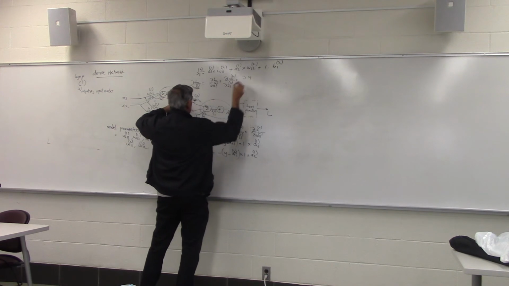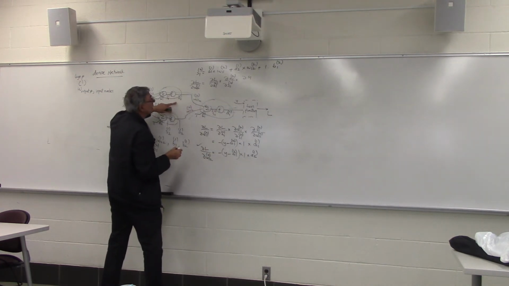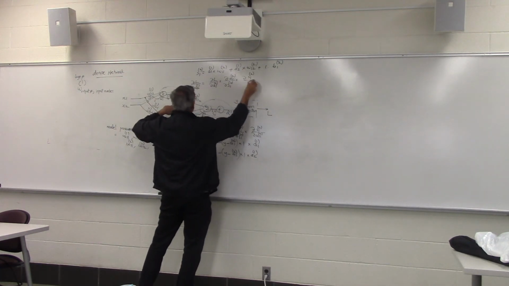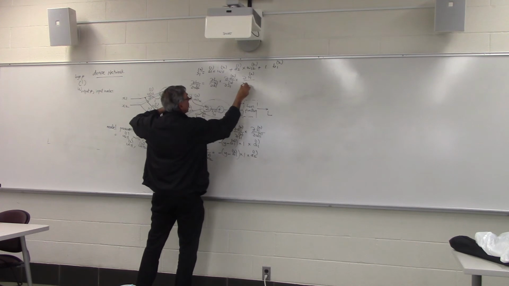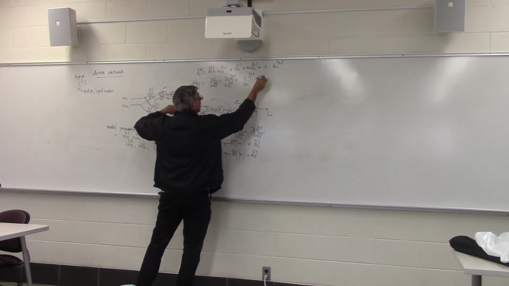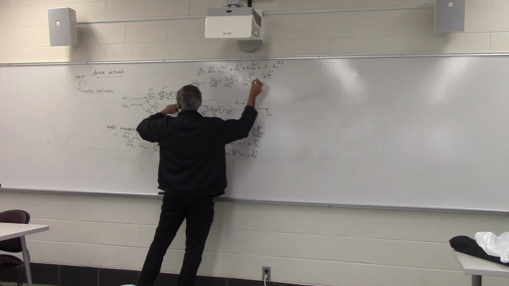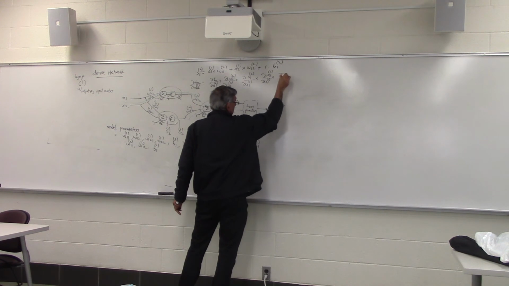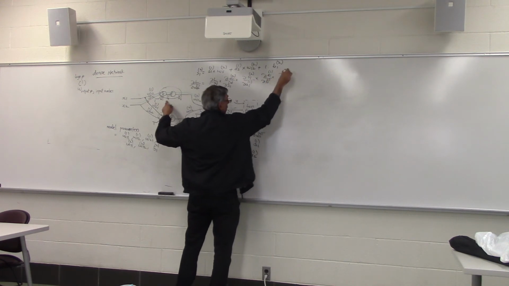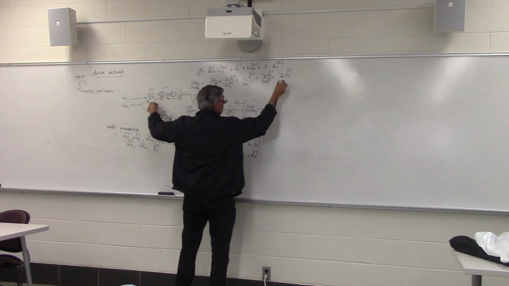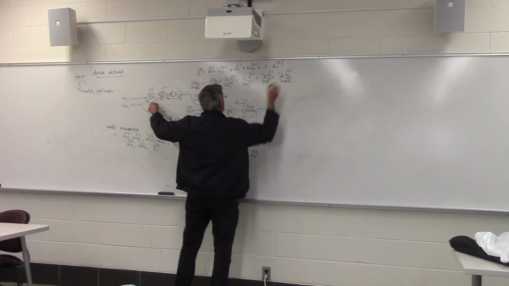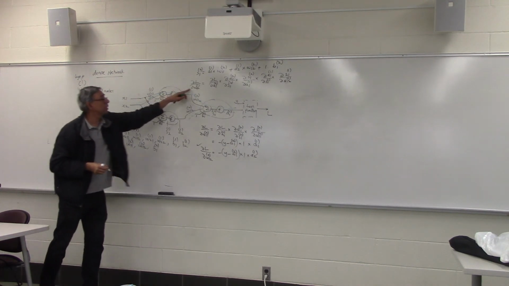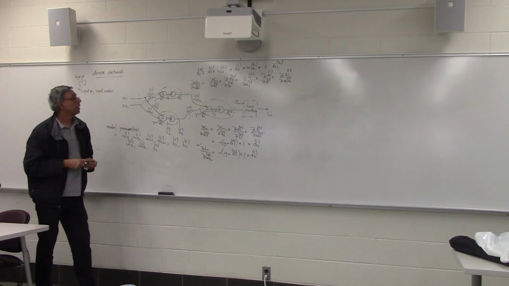partial A1 of 1, times partial A1 of 1 over partial S1 of 1, and then partial S1 of 1 over partial W12 of 1. No, we are just determining the gradient. Okay, so now it's easy.